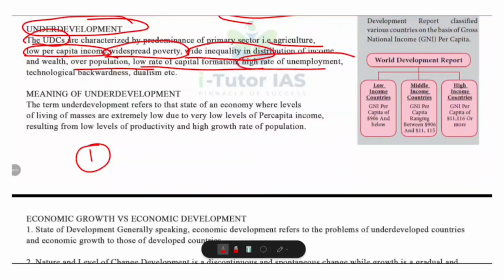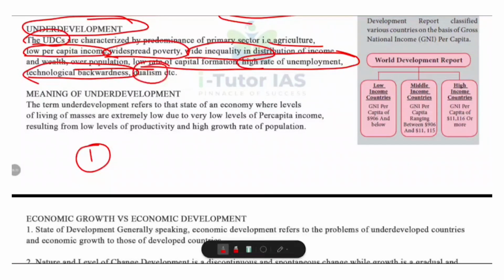7. High rate of unemployment and underemployment. Many people either do not have jobs or they have jobs that do not fully utilize their skills. For example, disguised unemployment in agriculture. Then next one, technological backwardness. Production methods are outdated, productivity is low, and modern technology is not widely used.